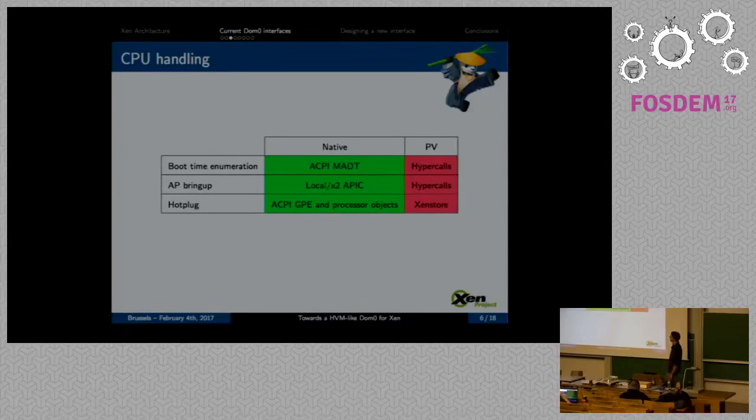And also the hot plug of CPUs on native is done using what's called a general purpose event block. That's something that came from ACPI, and something that's also part of ACPI are the processor objects. So you basically receive an event from ACPI, and then you scan your processor objects and detect that new objects are online. Again, on Xen, this is done completely different, and we use something that's called XenStore, which is like a database that's shared between the guest and Xen, and it's used to pass information between the hypervisor and Xen and between different guests running on the same system.